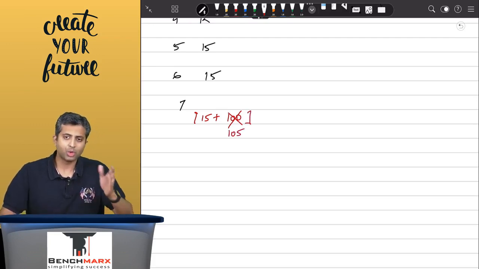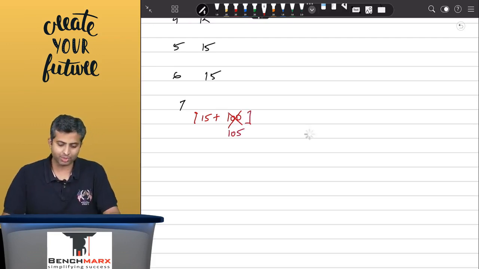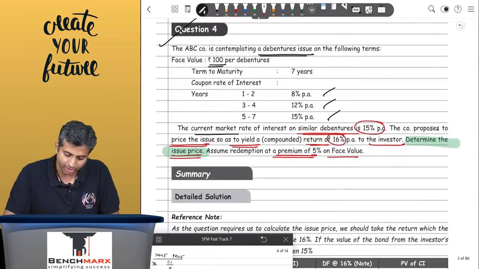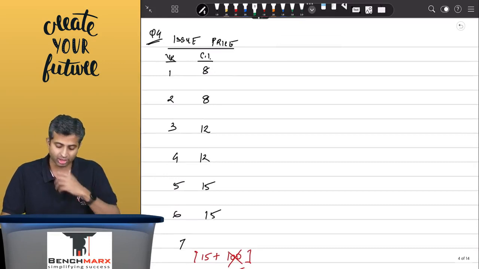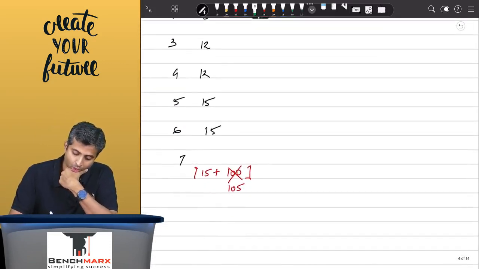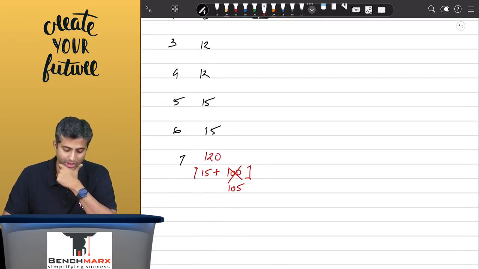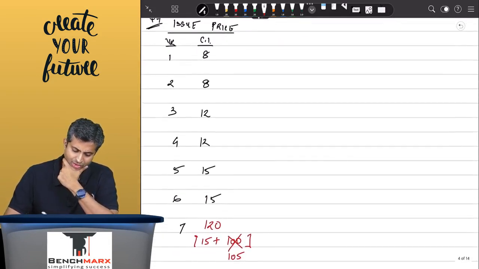Sir, how 105? Well, 100 for the principal plus 5% premium that is agreed on redemption. Assume a redemption premium of 5% on the face value, which means you are going to get 105 back along with 15, and hence this will be 120. Okay, so this is the first challenge.